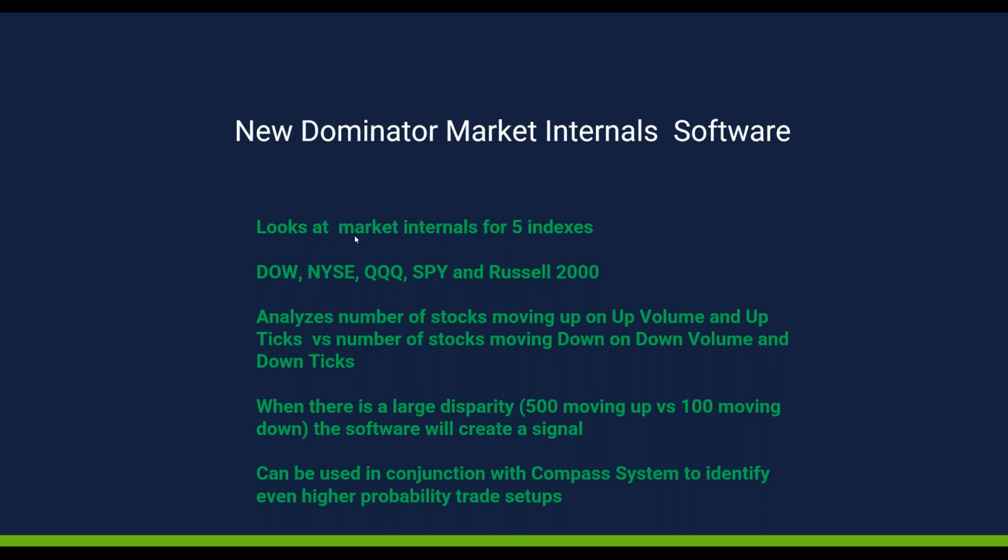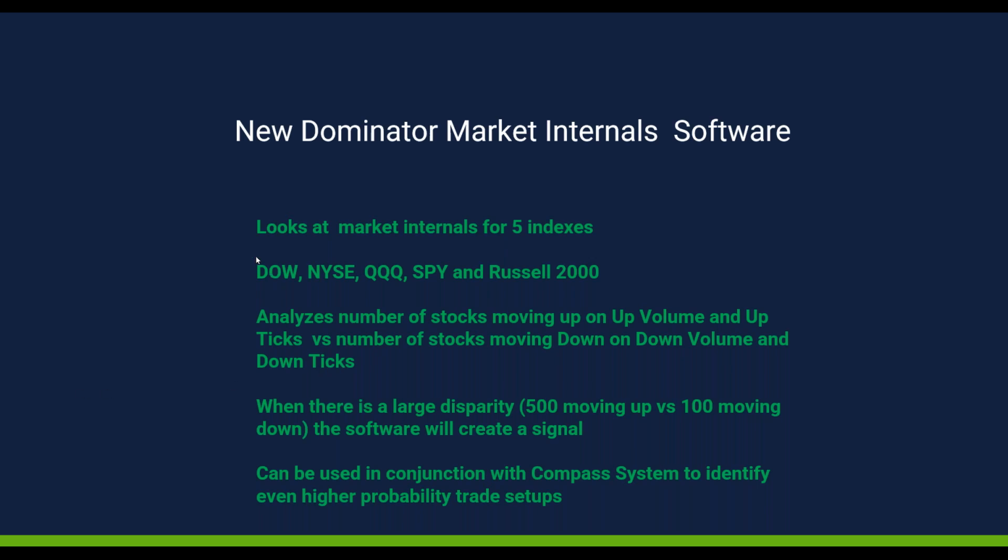And when you've got all of these indexes moving up with high internals, then it's even more compelling. The Dow is only 30 stocks, so if this is red and all of these are green, that's likely going to be a strong uptrend. If they're all green, it's a very strong uptrend. So again, when there's a large disparity, like 500 moving up versus 100 moving down, the software is going to create a buy signal on those, and we use it in conjunction with the Compass system to identify even higher probability trade setups.